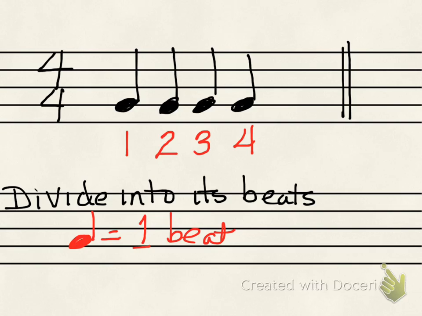So, each quarter note in the measure will receive a different number because our time signature tells us that there are four beats in that measure. So, one, two, three, four. The numbers go under the quarter notes, each representing a different beat in that measure. You will clap it. One, two, three, four.